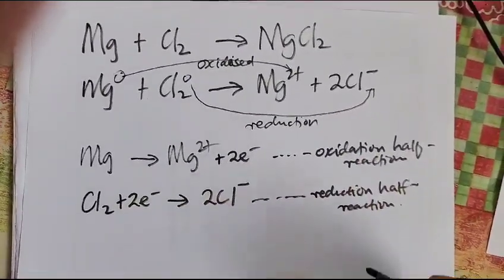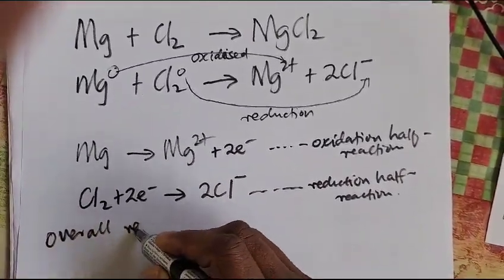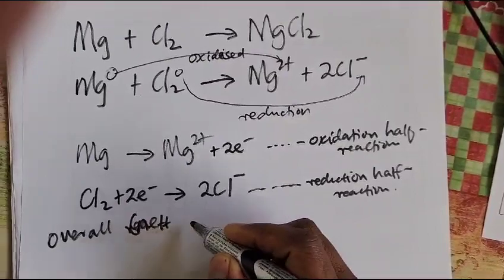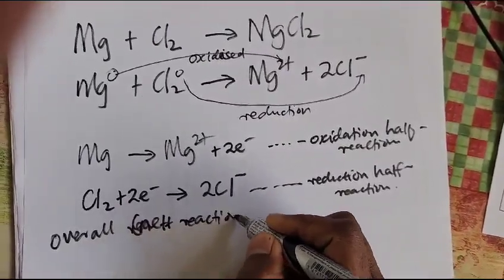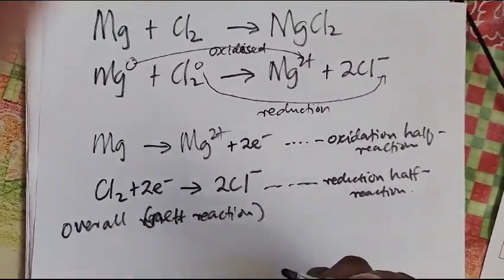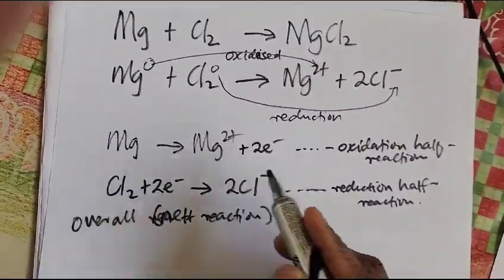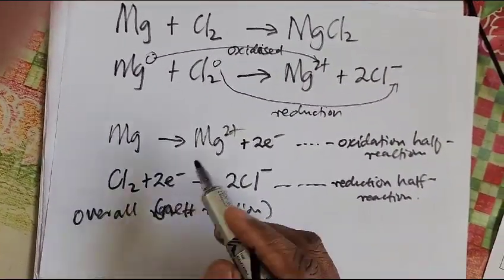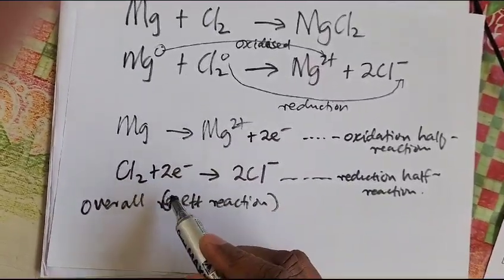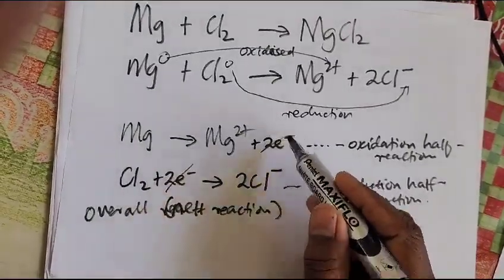Therefore, if I add the 2 half reactions, I'm writing what we call the overall reaction or the net reaction. When I'm writing the overall net reaction, I always use the electrons to balance. In the first half reaction, I've got 2 electrons on the right hand side, whereas in the second, I've got 2 electrons on the left hand side. So the number of electrons are balanced. Then obviously they will cancel out.